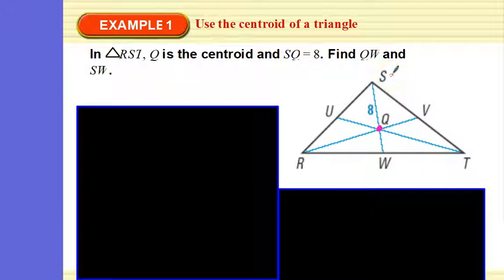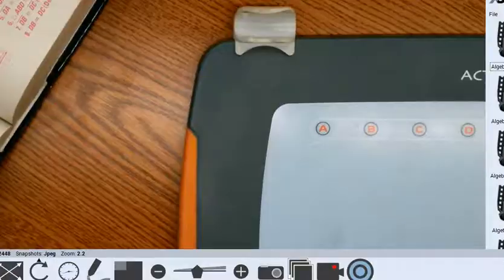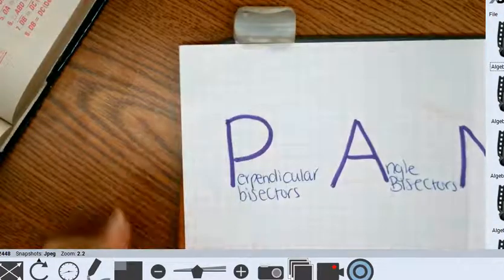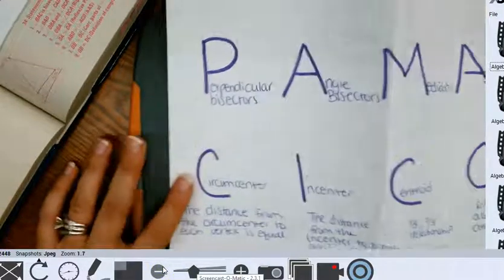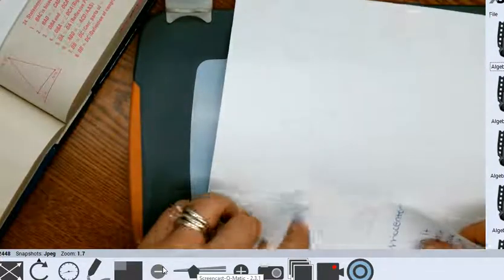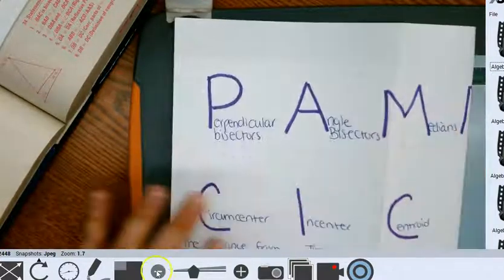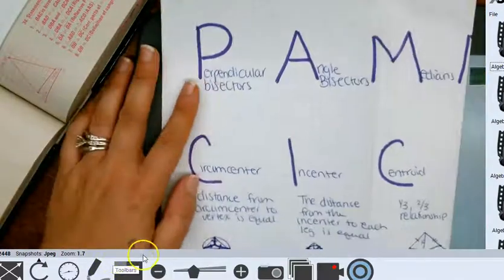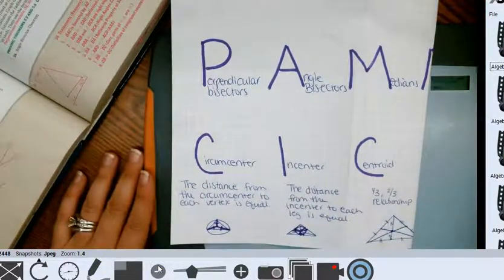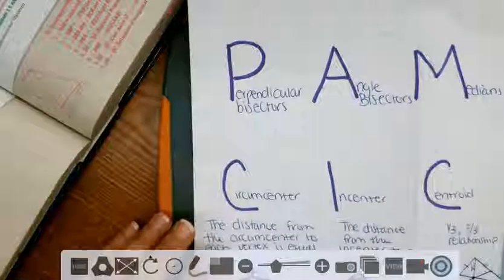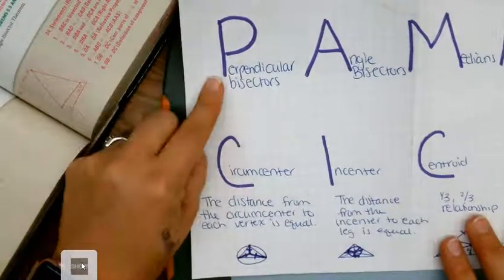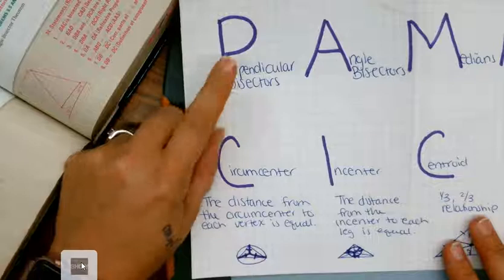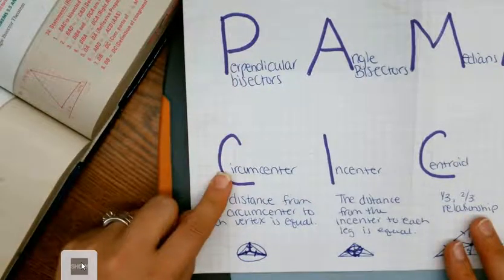Alright, so going back to Pamasico. So far, what we are supposed to know is that P stands for perpendicular bisectors. This is Pamasico. Perpendicular bisectors meet at the circumcenter, right? Perpendicular bisectors meet at the circumcenter.